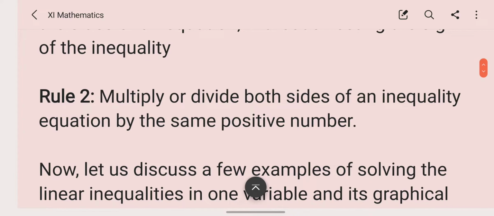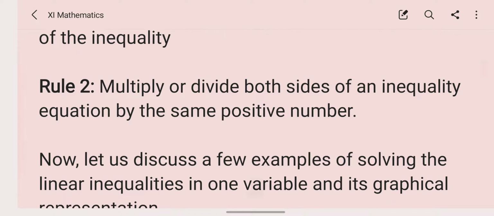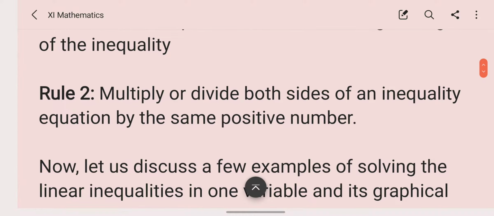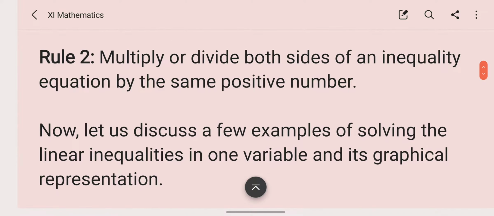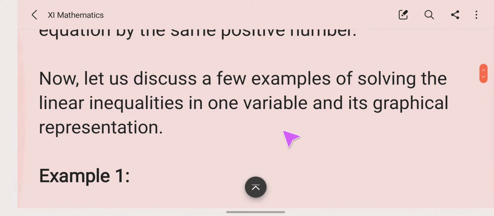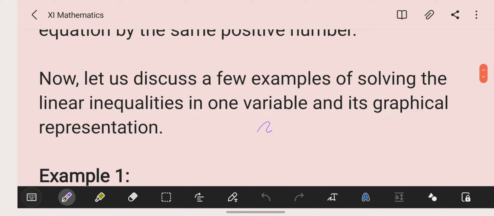Second is multiply or divide both sides of the inequality by the same positive number. Now, let us discuss a few examples of solving linear inequalities in one variable and their graphical representation. One extra rule which needs to be added here is, if you multiply, make sure that the coefficient of x is positive. If the coefficient of x is negative, you need to make it positive.